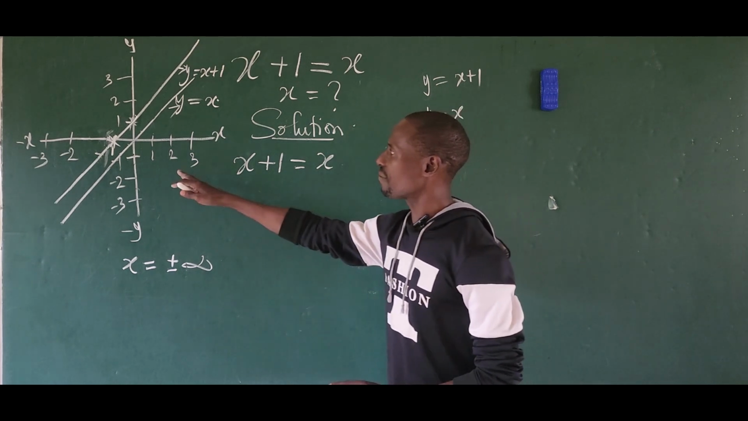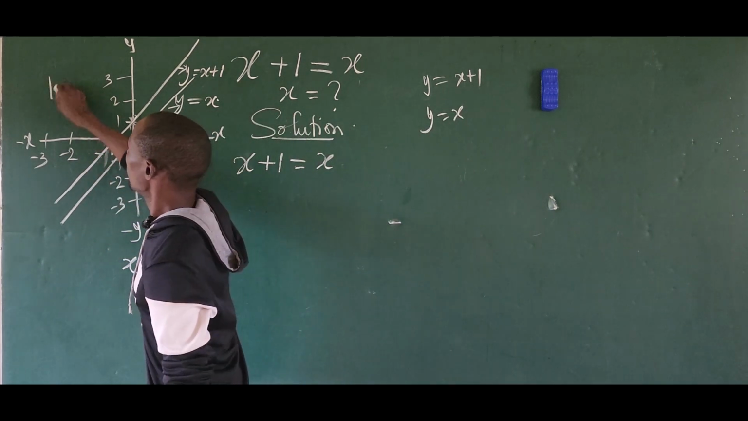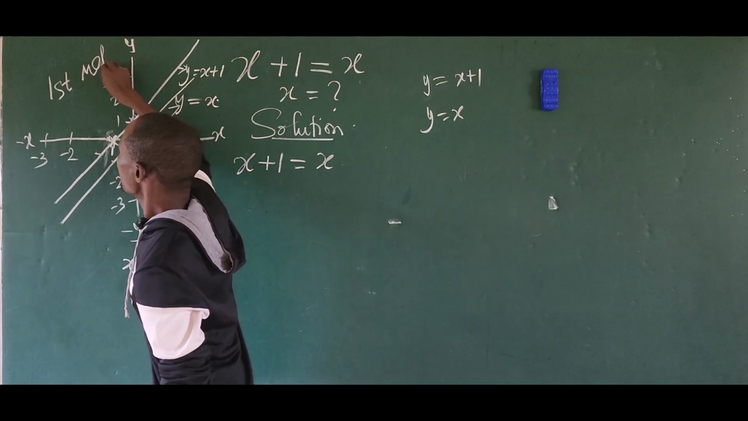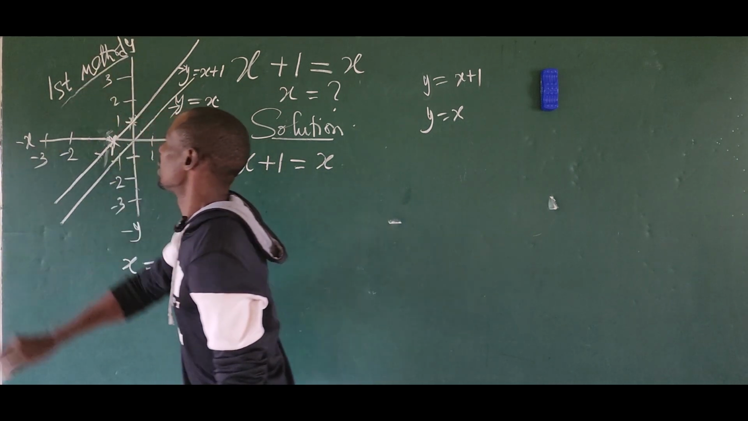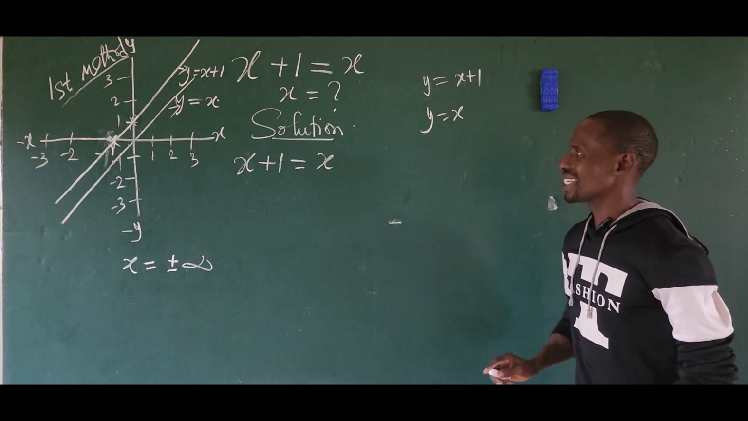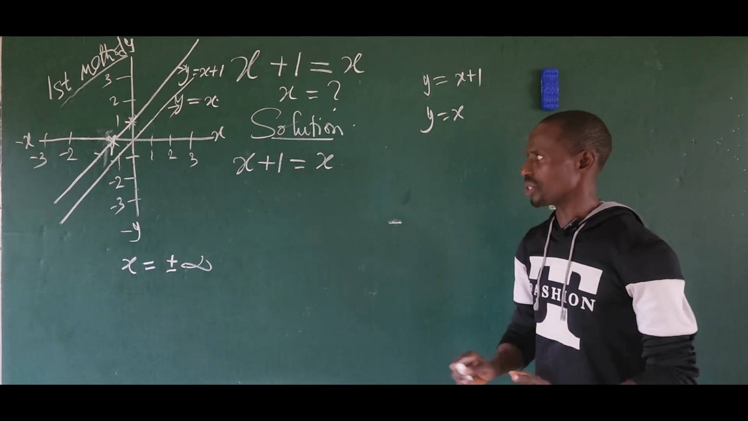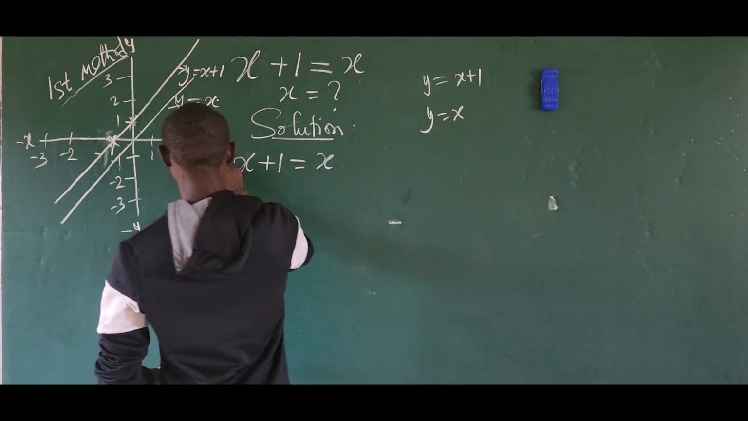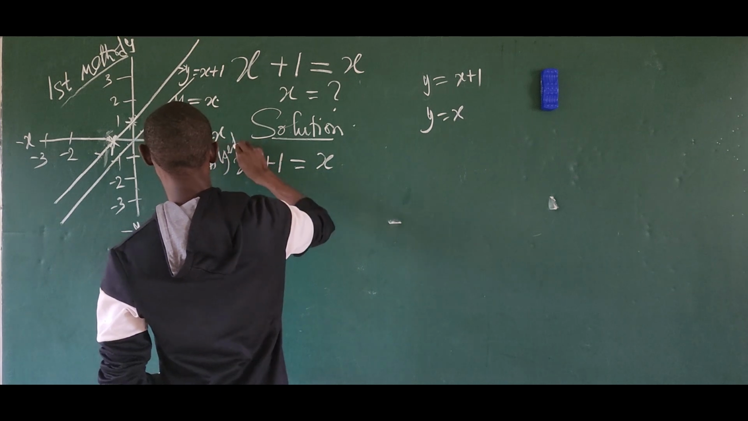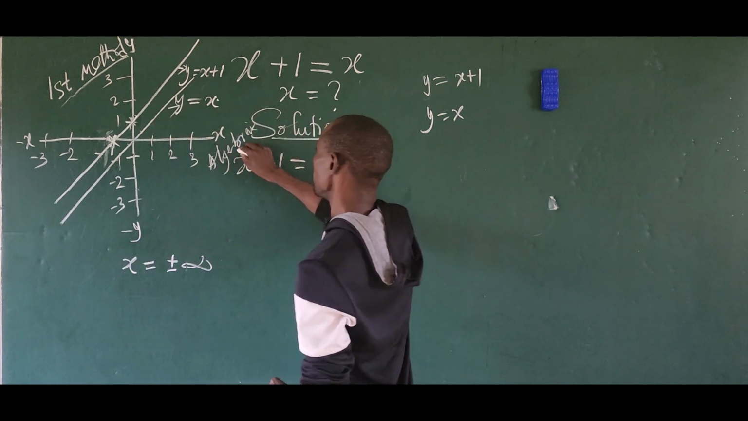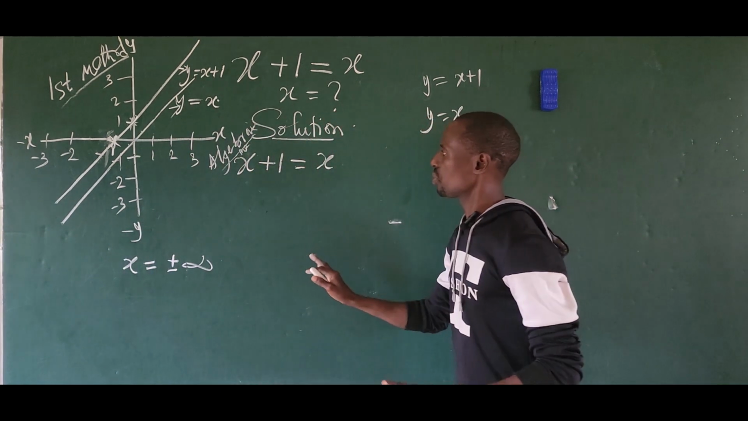And so we'll use the first method. The first method is the graphical method. Now we want to use the second method, which is the algebraic method. So let's start from here. Let's take this as our algebraic method. So with this, what we do here now is this.